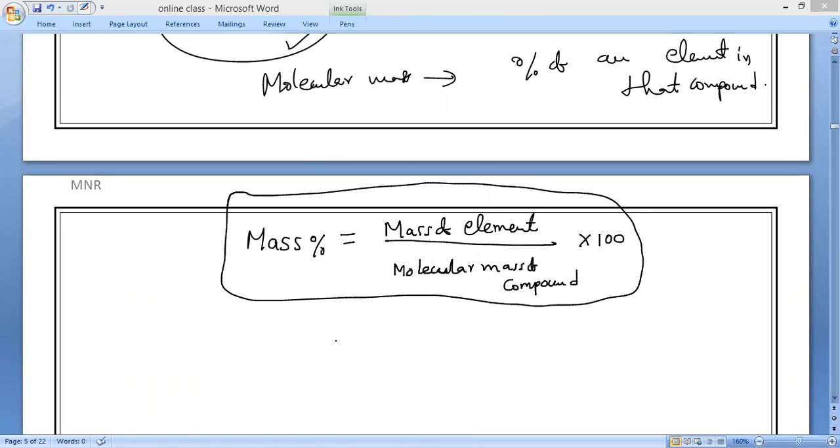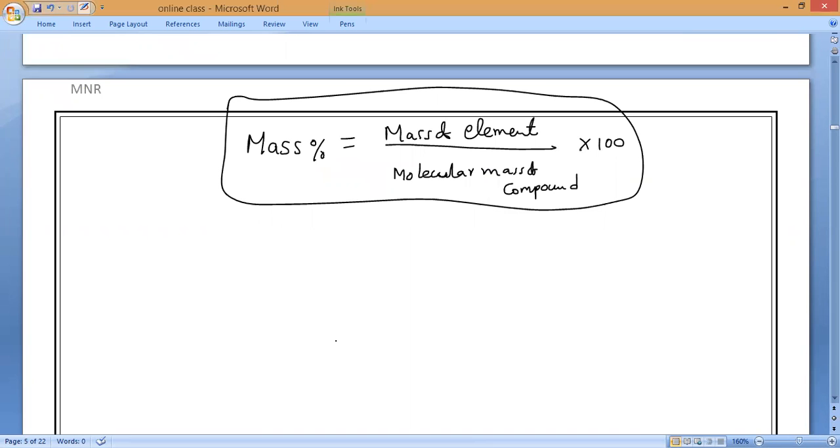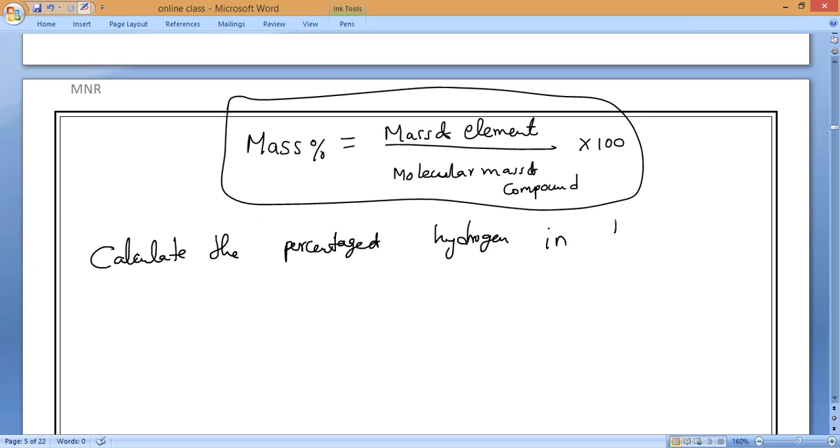Now, if I take, for example, a question: Calculate the percentage of hydrogen in methane. Calculate the percentage of hydrogen in methane. So what is the methane formula, everyone?